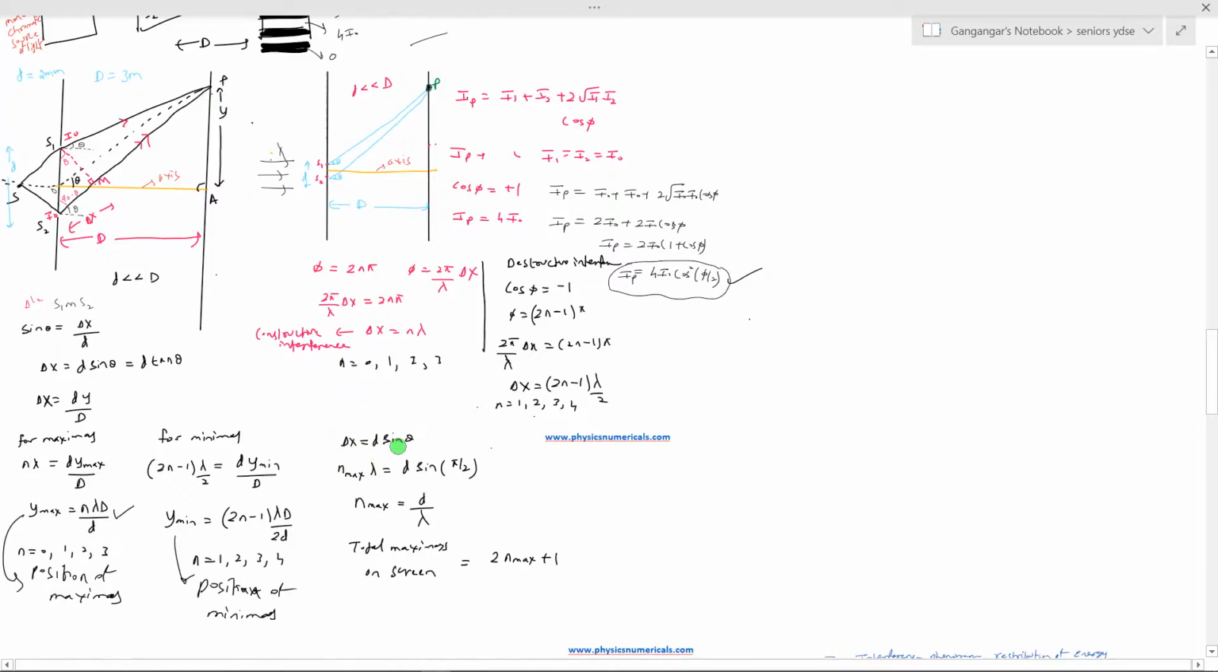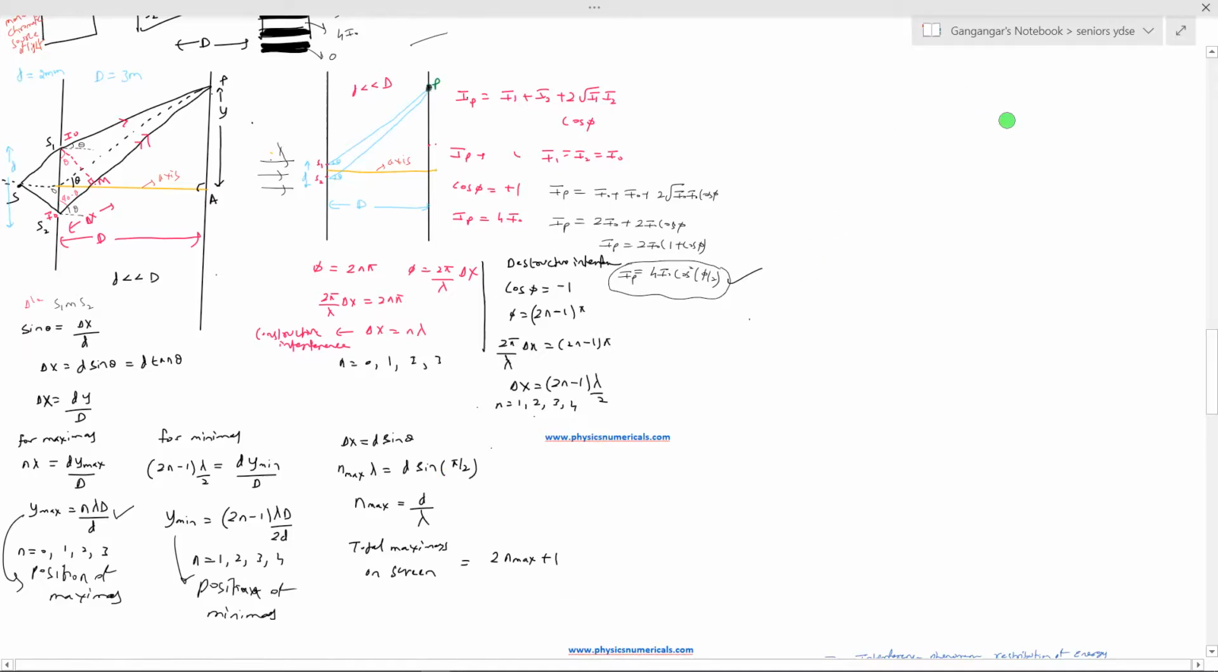We know delta x equals d sine theta. So what is the maximum permitted value of theta? 90 degrees. When theta tends to 90 degrees, we get n max, the last fringe available at theta equal to 90 degrees. So n max is given by d by lambda. Total maxima on the screen are given by 2 n max plus 1.